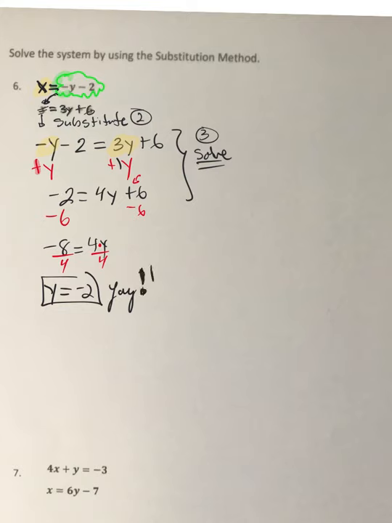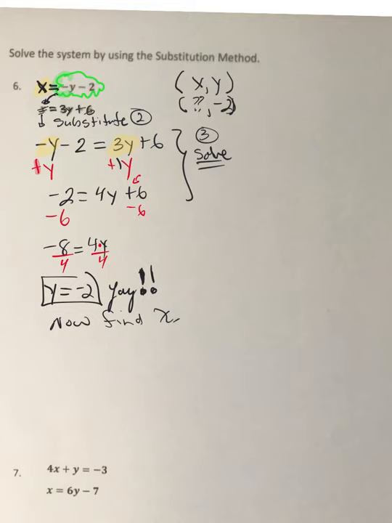And so don't we have one of the answers? Yay! We've got y. So remember, we were looking for the x and the y value. And we now have that y is negative 2. We're still looking for x. So how are we going to find x? So now find x.